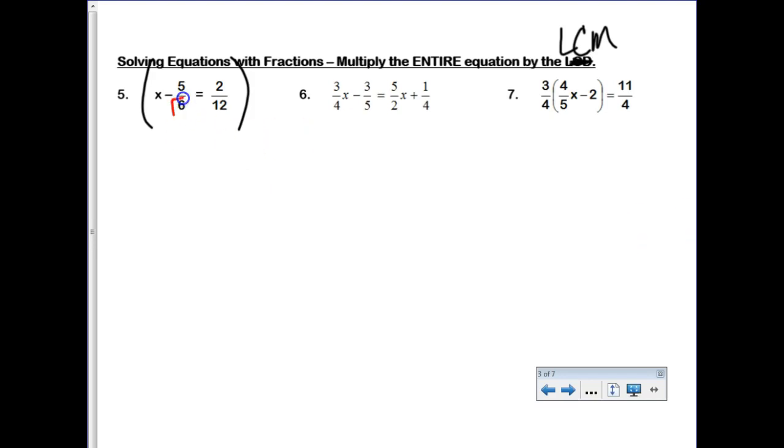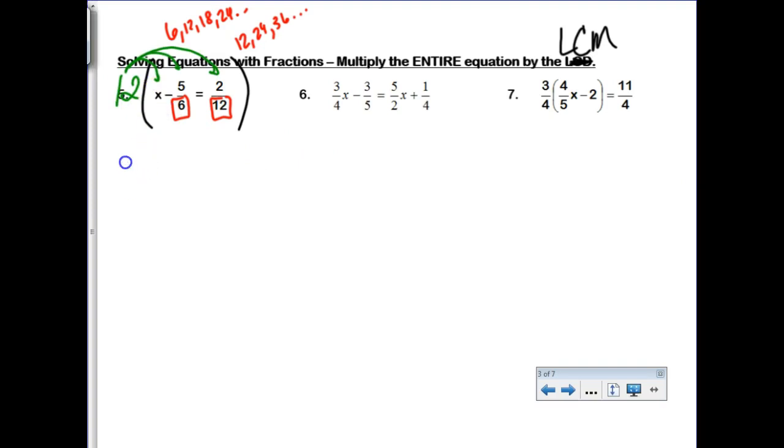So what you do is you take a look at your denominators, and you're going to come up with what's called a least common multiple, or even a common multiple for those numbers. So the multiples of 6 are 6, 12, 18, 24, and so on and so on. The multiples of 12 are 12, 24, 36, and so on and so on. So the first number that they have in common is the 12. It's the same idea as getting common denominators. So what you're going to do is you're going to throw that LCM out in front of your problem, and you're going to distribute it to every single term.